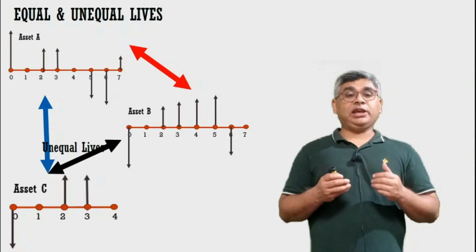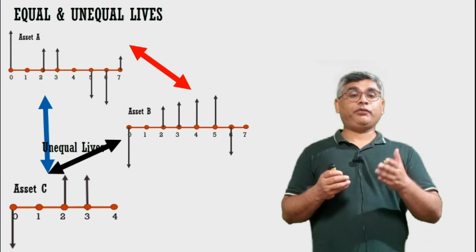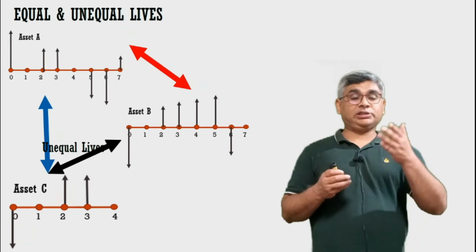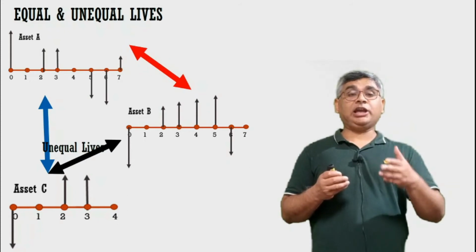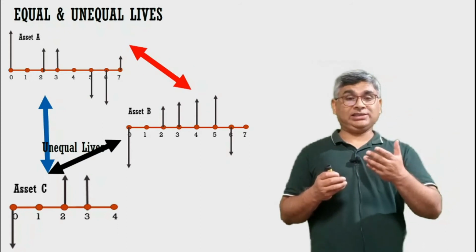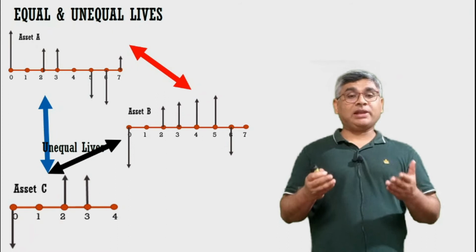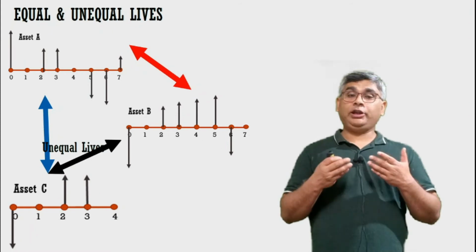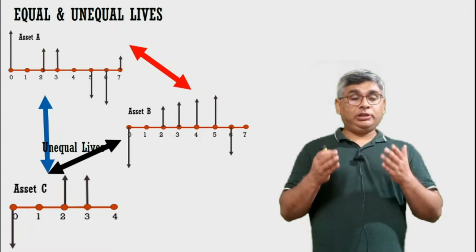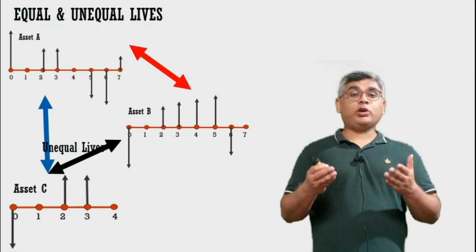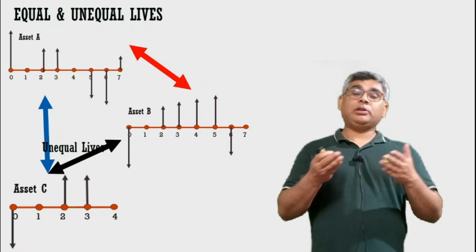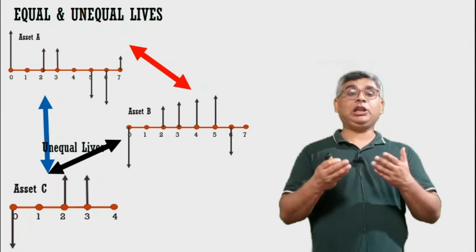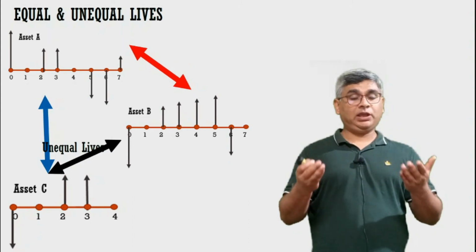Similarly, if we see asset C, the economic life of asset C is, in this case, say 4 years. And if we compare this asset C either with asset A or asset B, then this is a comparison among alternatives with different economic life. So in this lecture, we will be just focusing on the problem involving equal lives. In coming lectures, we will be dealing with unequal lives as well.